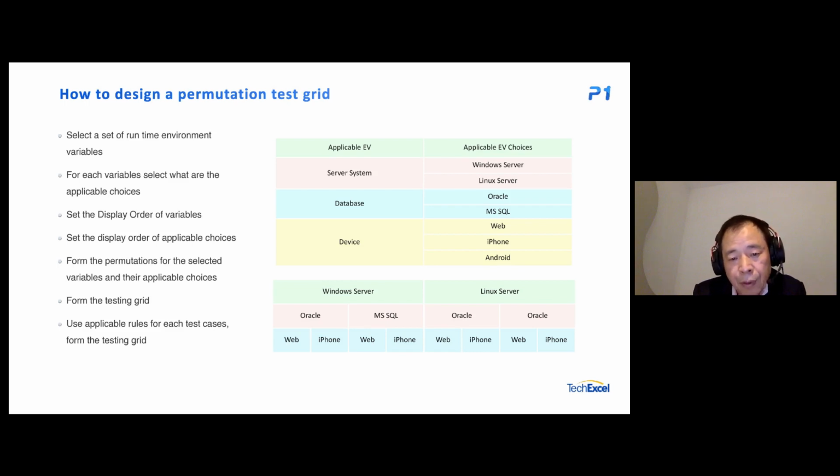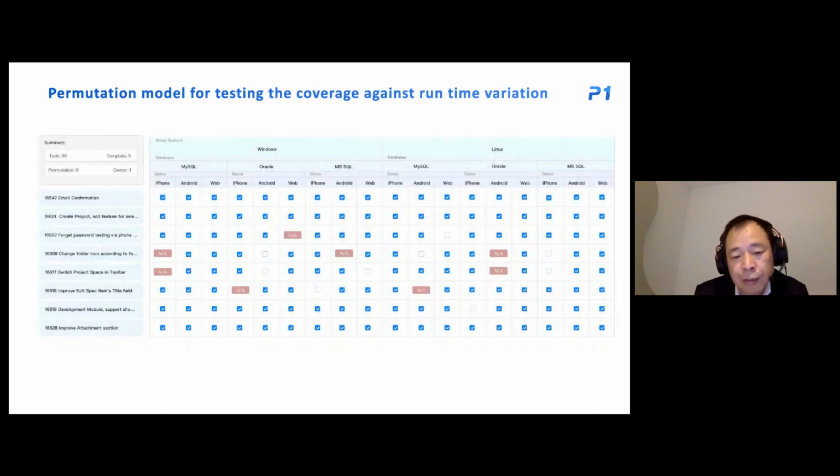You decide which runtime environmental variables you want to select for testing. Then for each EV variable, you select the choices you want to test. Then the permutation becomes pretty much normalized, meaning every permutation is about variable one, variable two, variable three, in case you selected three variables. As a result, you will come up with these runtime variations.